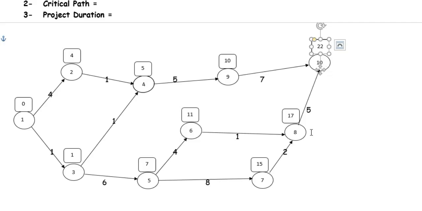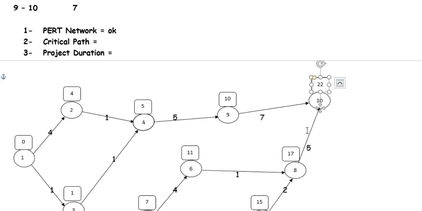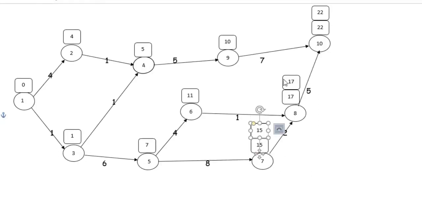Now we have to find out the latest completion time for each and every node. Latest completion time for node 10 is equal to 22. Node 8 is equal to 17, which is 22 minus 5. Node 7 is equal to 15, which is 17 minus 2. Node 6 is equal to 16, which is 17 minus 1. Node 9 is equal to 15, which is 22 minus 7.